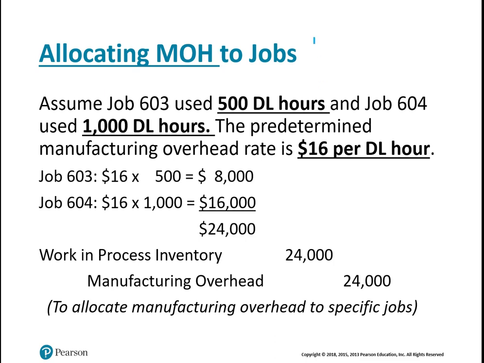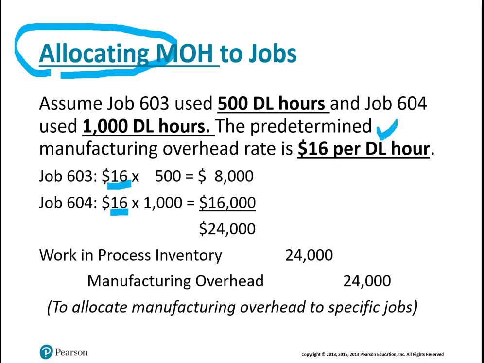Now, at the end of the period, when it's time to allocate manufacturing overhead, that's where we have that predetermined overhead rate. Remember, it was $16 per direct labor hour. We got that by taking the estimated manufacturing overhead divided by the estimated allocation base. For each of these jobs, this job had 500 direct labor hours, and this one had 1,000 direct labor hours. So the total amount that we allocated was 24,000.